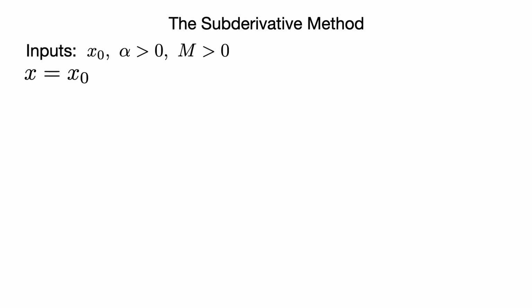We set x to our initial guess. We also set x best to our initial guess. x best is going to be the value that gives us the best outcome so far. And fx best is going to be the value of that function. It's going to be f evaluated at x best.